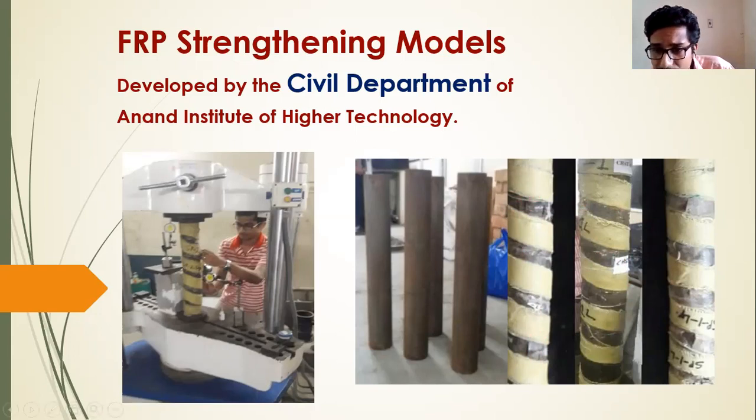So these are the samples you can see on the right side. These are the pictures after the wrapping and after the samples were tested. You can see that even when buckling happens, the FRP was intact. There is no crack in the FRPs. So FRP can serve as a very good repair process, and it can also increase the strength of the structural element quite significantly.